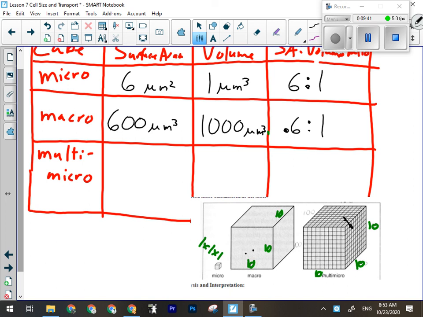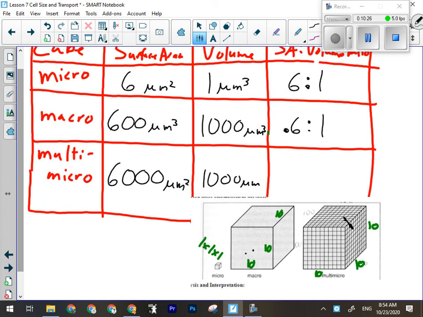Do they likely have better surface area to volume ratios? Yes, and here's why. The surface area of multi-micro is not the same as macro. It is the surface area of every single cell inside the cube, and there are 1,000 of them. So the surface area isn't 600, it's 6,000. Is its volume still 1,000? Yeah, its volume is still 1,000, it's the same size.